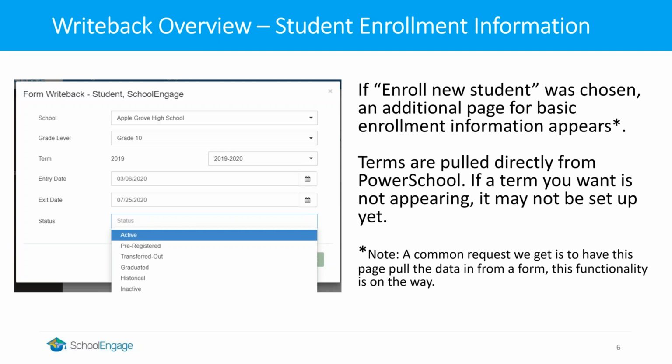In terms of what schools are available, what grades are available, and what terms are available, these are all pulled directly from your PowerSchool. It's based on what is set up there. So if you go to do a writeback and you find that a term is not available, maybe check in with your PowerSchool lead to see if those terms have been set up yet, because sometimes they haven't been.